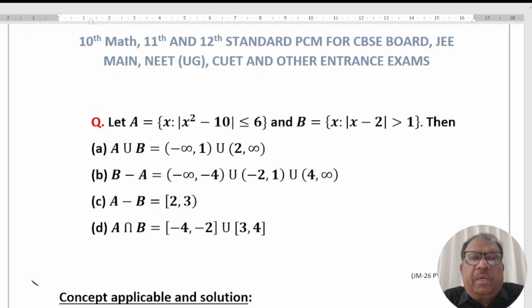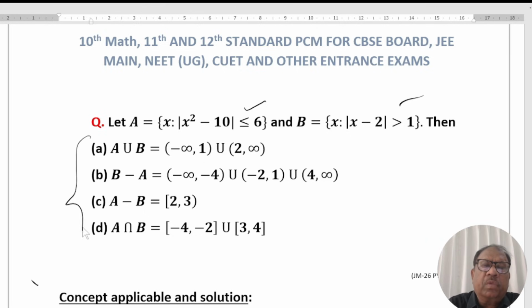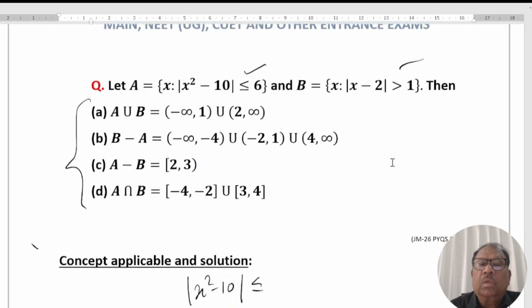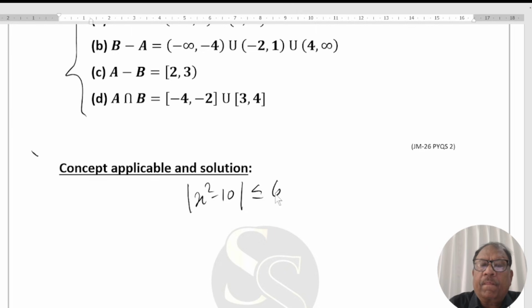Question is, let A is this, B is this. Then you have to opt one of the correct answer. Now, mod of x square minus 10 less than or equal to 6. This is given to you.